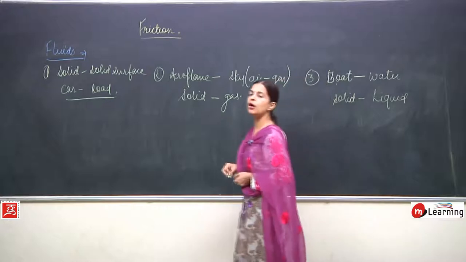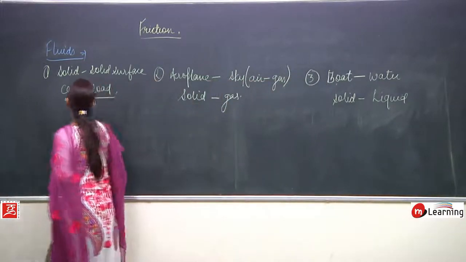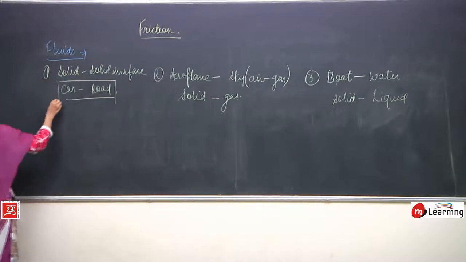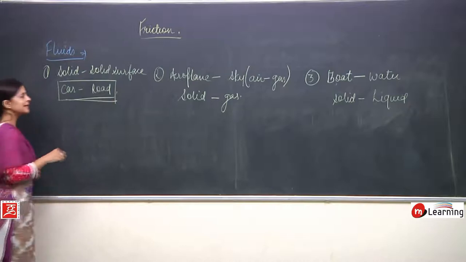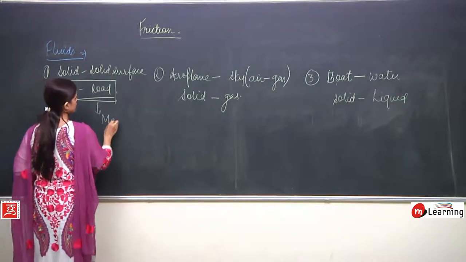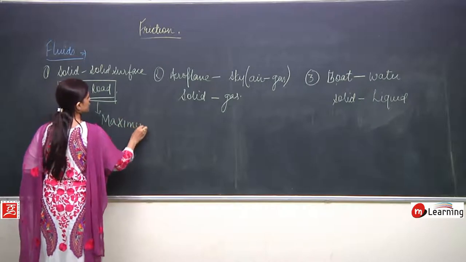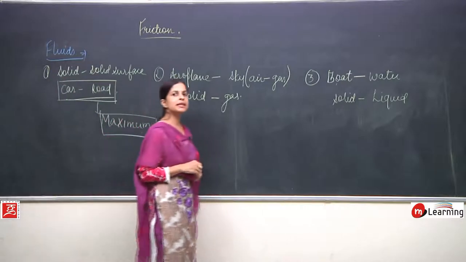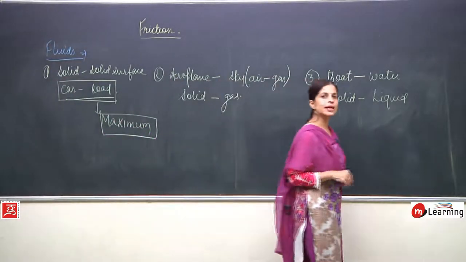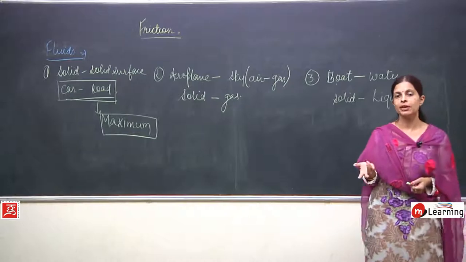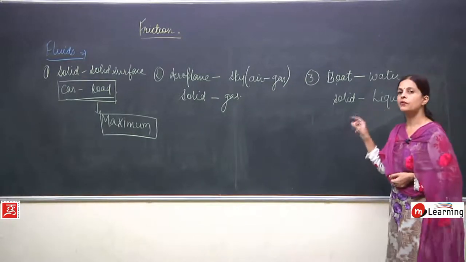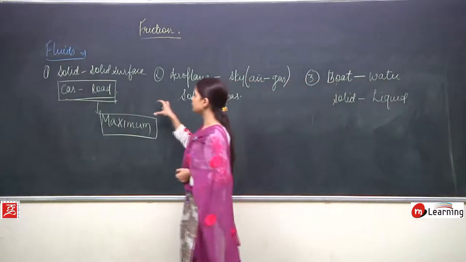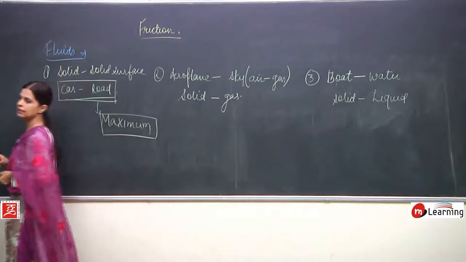So when I talk about these three surfaces, the friction observed here will be maximum. It will be what? In this surface, the friction will be maximum, okay, but it doesn't mean that in these two cases the friction will not be there. No, even here also friction will be there, but a little lesser than the solid solid surface, okay.